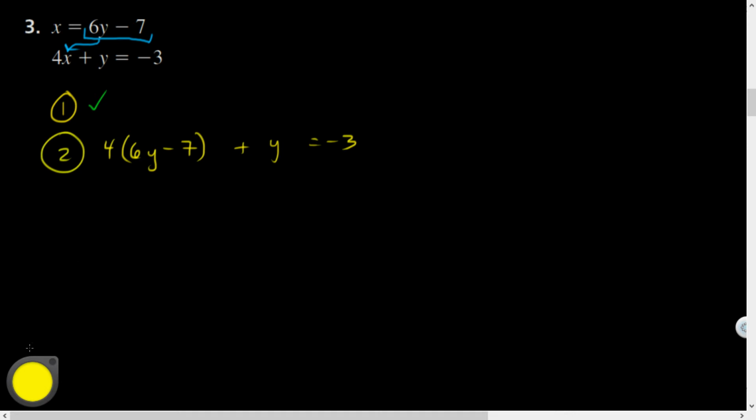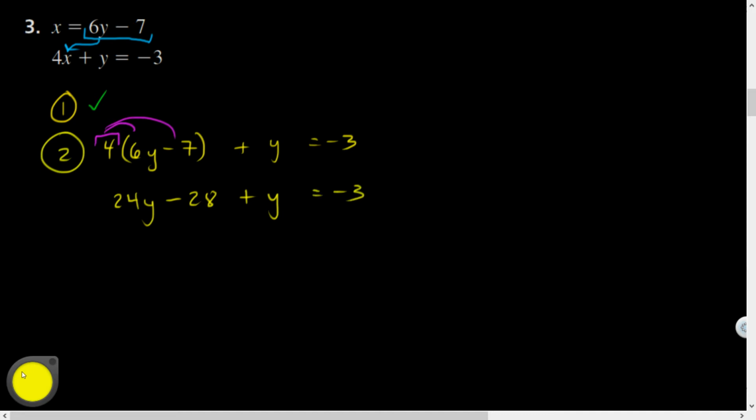And now we solve. What should I do to solve this? Let's distribute. Multiply 4 by everyone in the parentheses. 4 times 6y is 24y. 4 times -7 is going to be -28. Did I do that right?